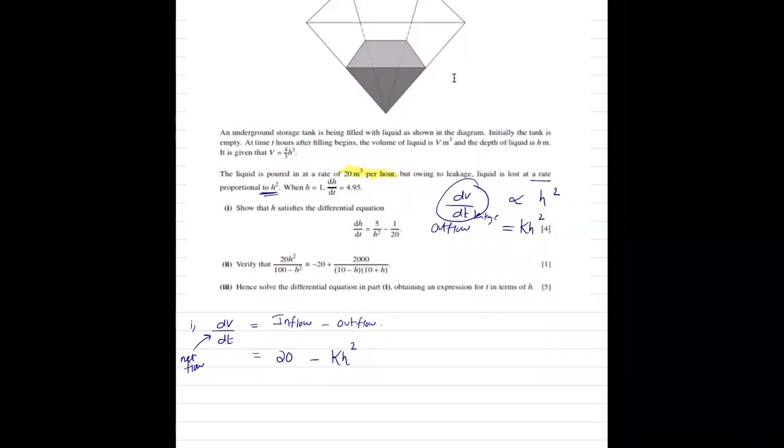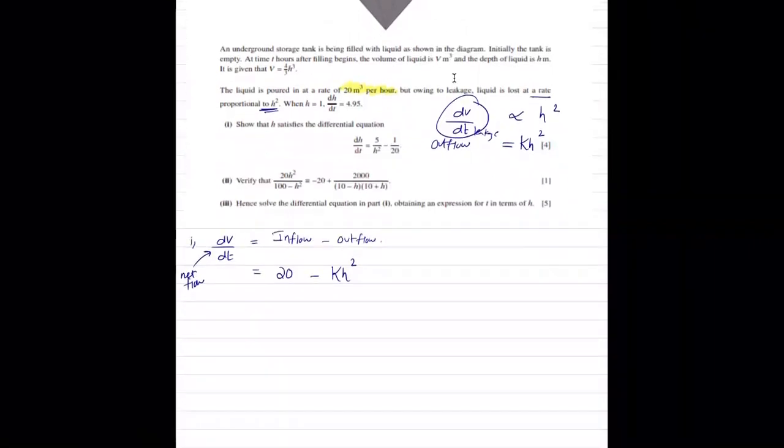Now we are being asked to show that H satisfies this differential equation. So first of all, we have done this. Now we can find the value of k. Can we? Yes. Also, you need to find dH over dt. So if you apply the chain rule, dH over dt is equal to dH over dV times dV over dt.